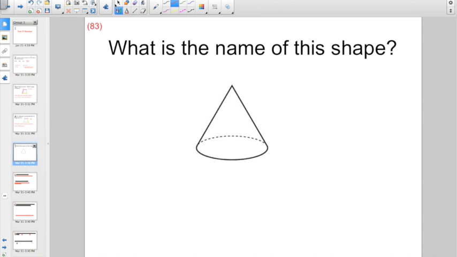What is the name of this shape? If you take a look at it, we usually serve it up with ice cream. If you're not sure, because I guarantee it's not going to be this shape on the test, you can always turn to our handy dandy chart in lesson 83, right? But in this case, this is called a cone.